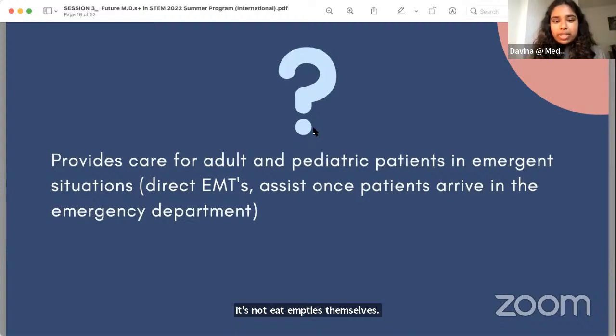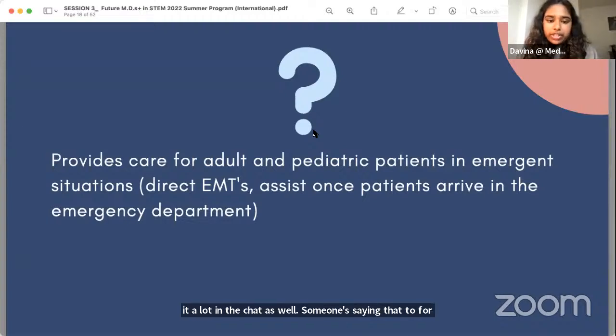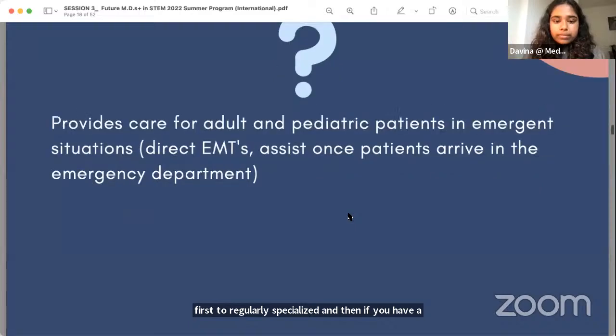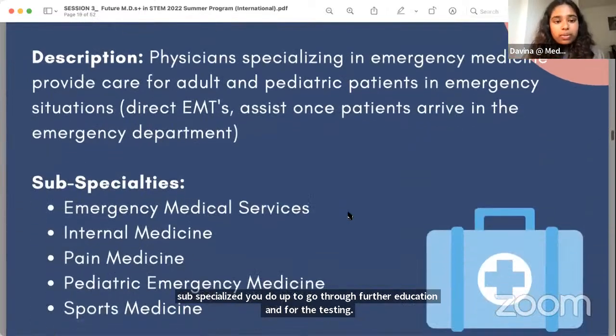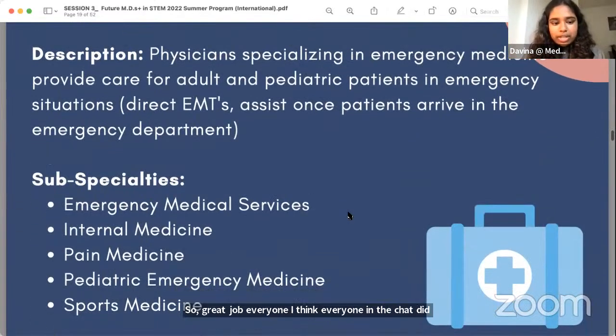Everyone's saying emergency medicine. I think Nicholas said that first. Great job. And I'm seeing it a lot in the chat as well. Someone's saying that to further subspecialize, you must go farther into residency. Yes, that's correct. So you can go through residency first to regularly specialize. And then if you want to subspecialize, you do have to go through further education and further testing. So great job, everyone. I think everyone in the chat did say emergency medicine.